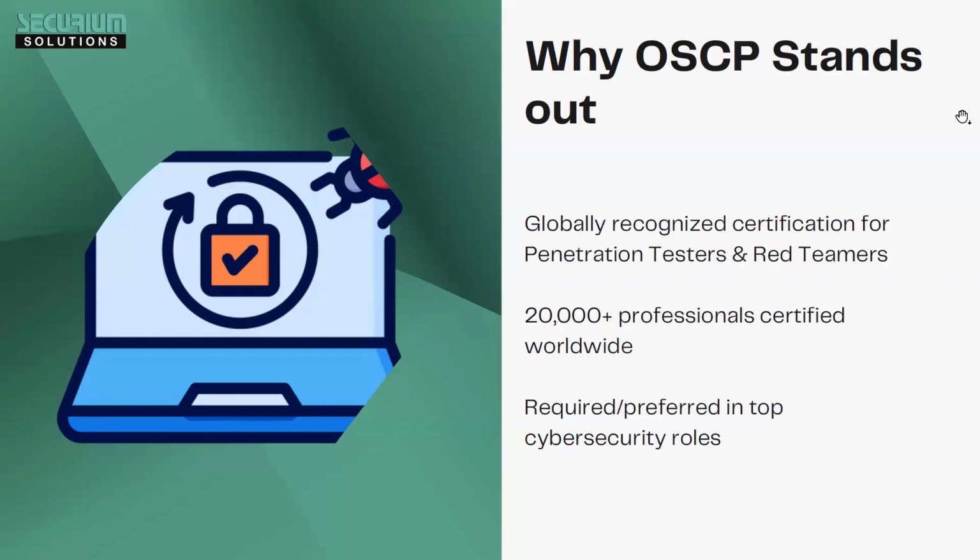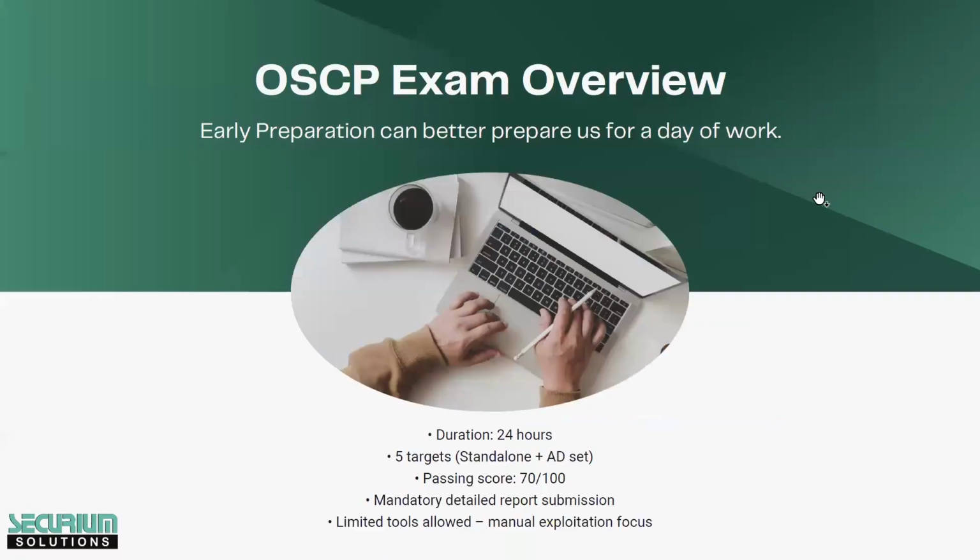Then let's look at this OSCP exam overview. Early preparation can better prepare us for a day of work. That's obviously something we know. How quickly, how early we prepare, we stand out from the commoners. The duration of the exam is 24 hours, and you'll have 5 targets, standalone plus an Active Directory set as well. You have to score a minimum of 70 to 80 marks, and a mandatory detailed report submission is a must.